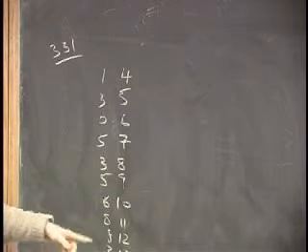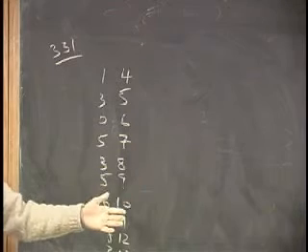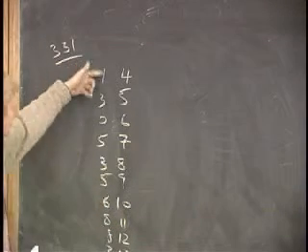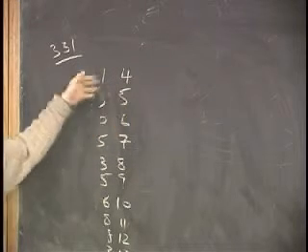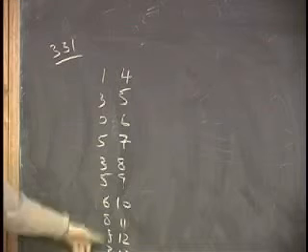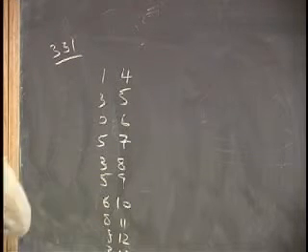A brute force way is to take every possible subset of these and see whether they overlap. I could try this one, and this one. But they overlap. 1 to 4 and 3 to 5 overlap, so I throw that away. The number of subsets of n things is 2 to the n. So that's a horrible way. So let's try a greedy strategy.